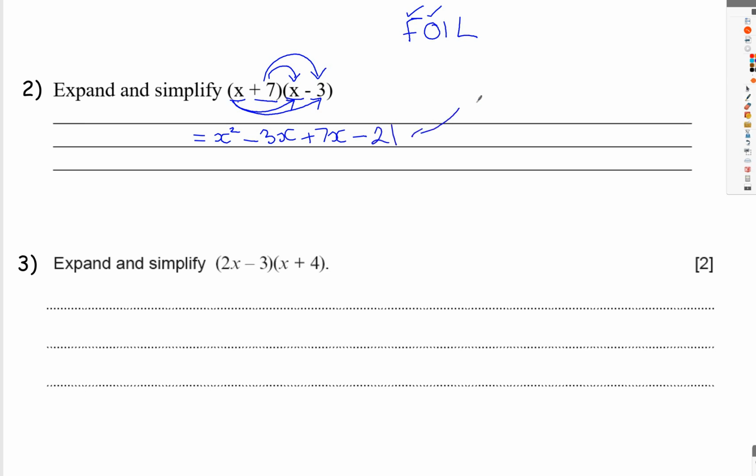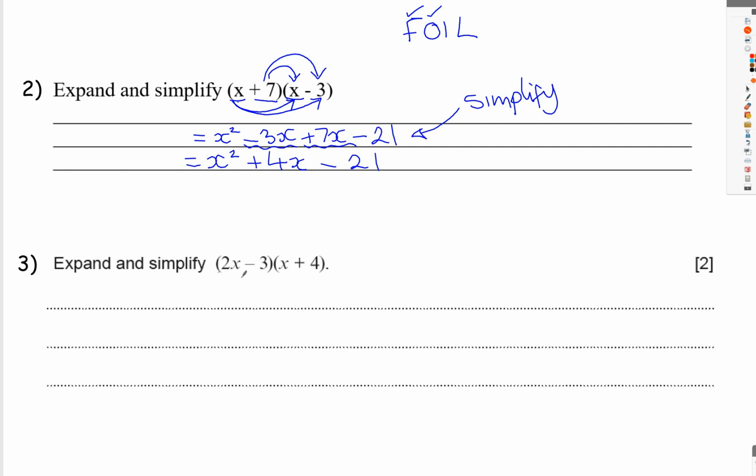Now, what we need to do is simplify by collecting like terms. So x squared hasn't got a like term there, minus 3x plus 7x will give us plus 4x, and then minus 21. And that's 2 marks in your GCSE. Looking at example 3, expand and simplify.